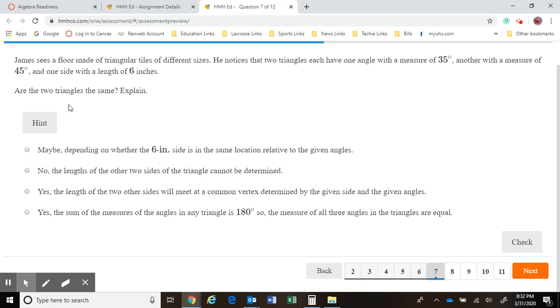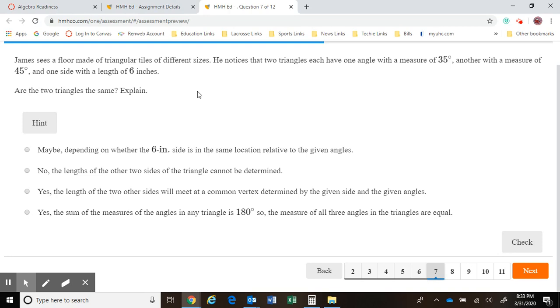All right, let's think about this. He's got a floor made of different sizes. He noticed the 2 triangles each have one angle of 35 and 45 and one side length of 6. Do I know the triangles are the same? Think about it. You could actually draw this if you needed to, but they may be the same, but they may not be the same.